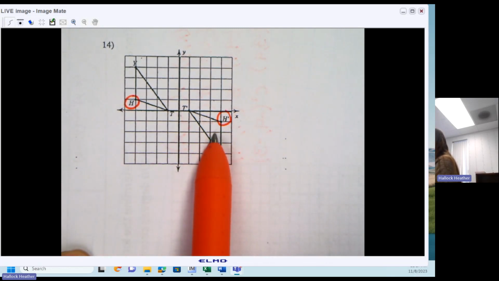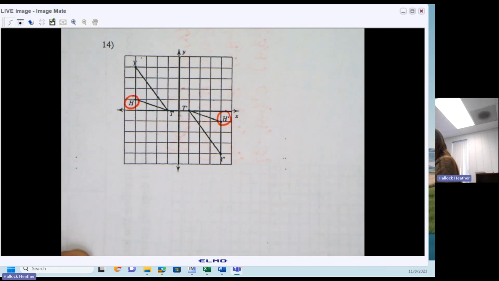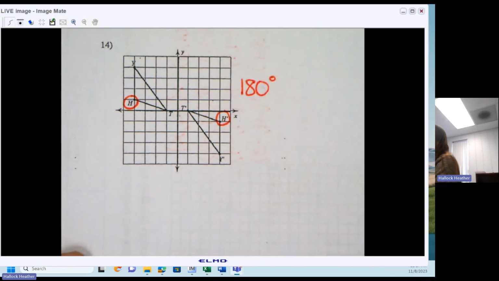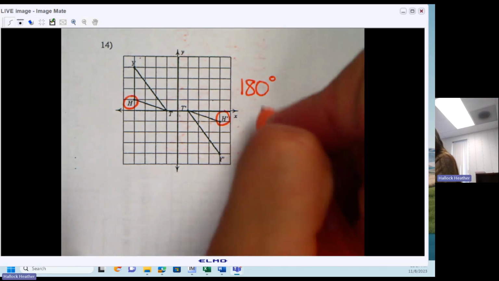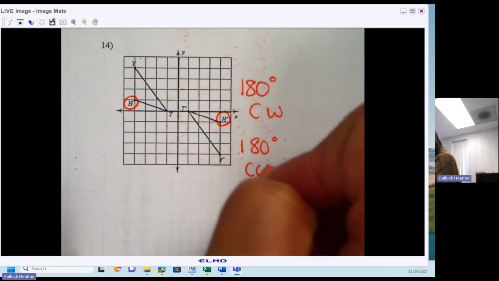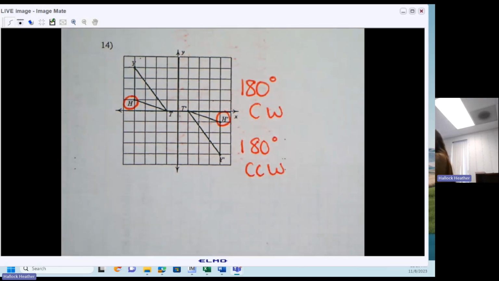So what rotation is that? Is that 90, 180, or 270? 180. So this is 180 degrees. And then we have to say counterclockwise or clockwise. In this case, does it matter since it's 180? No, because clockwise and counterclockwise 180 are exactly the same thing. So some of these you will have 2 possible answers that are both correct because you can go 90 degrees one way and 270 the opposite way and get to the same point. So as long as you have one of them, it's okay.